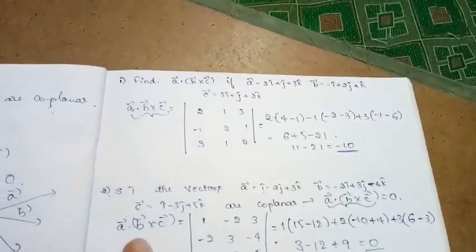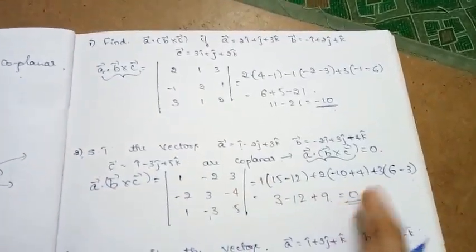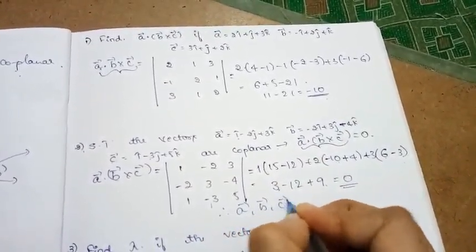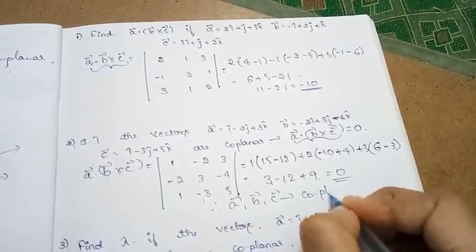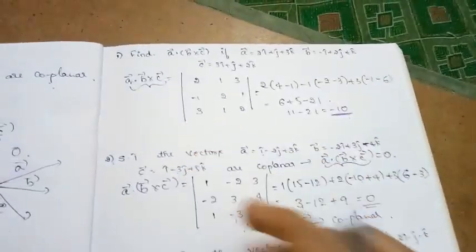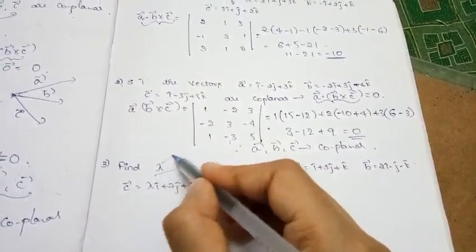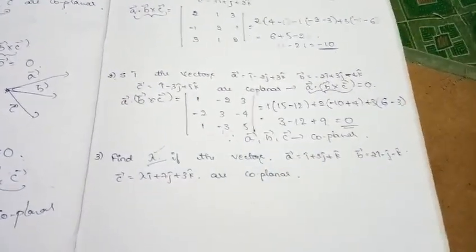So we can see that the scalar triple product is equal to 0. Therefore, vector A, vector B and vector C are coplanar. So we have proved the thing. So the next is, they have given the three vectors and they asked us to find the value of lambda when these three vectors are coplanar.